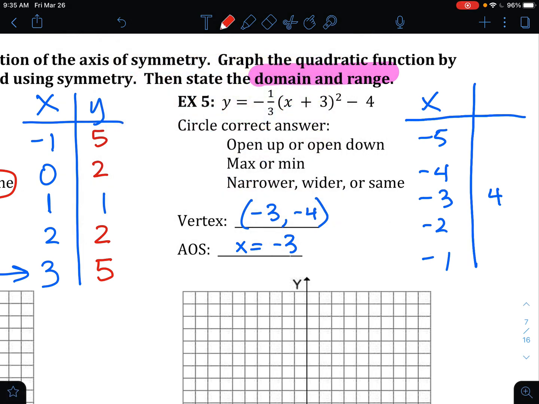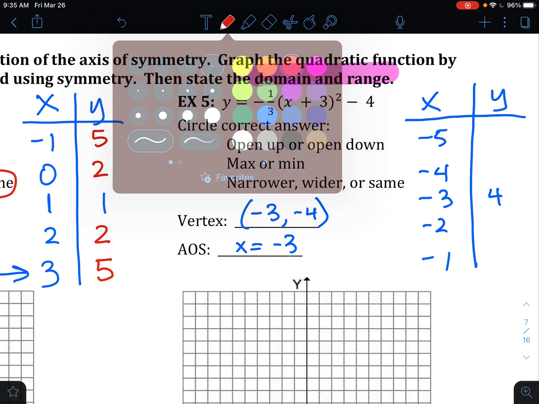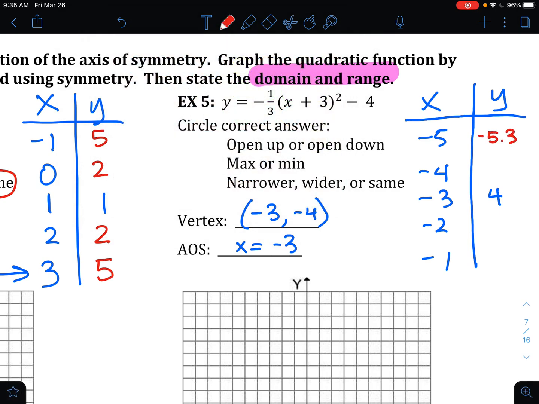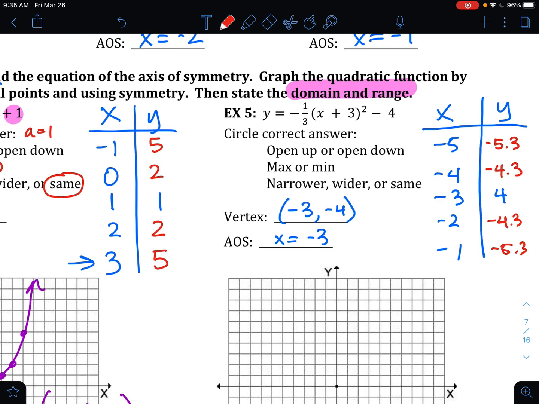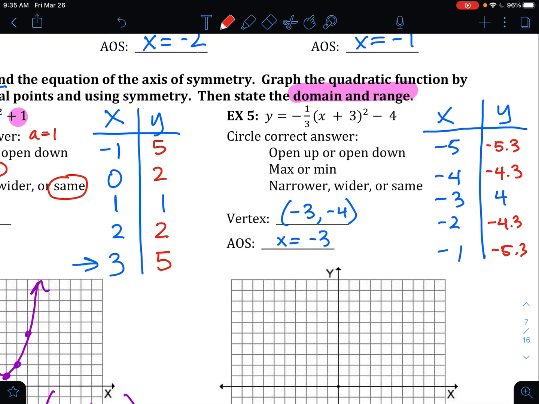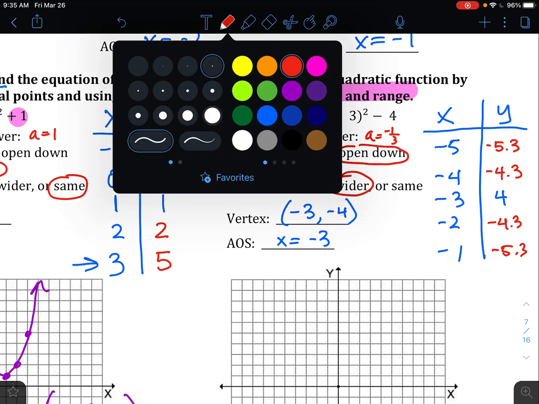So here's what I get in my table. On my table, I'm going to have -5.3, and I just rounded it to the nearest tenth because you're going to have to estimate your graph here. So -4.3, -5.3. And then our circling: the a value is negative 1/3. So it's opening down. The vertex is at the top, so at a maximum. And it'll be a little bit wider because it's the number 1/3.